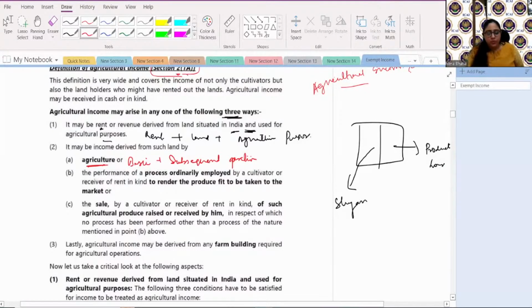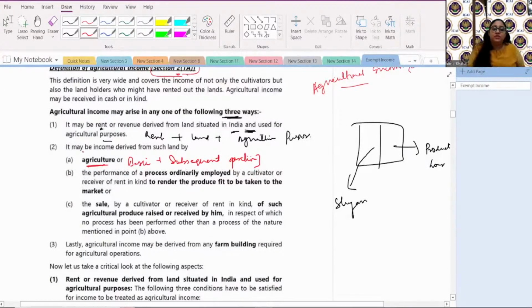What are subsequent operations? Subsequent operations mean taking proper care of that land, fertilizing it, digging it, weeding it. These are called subsequent operations, which follow the basic operations, and which are also necessary, but these are incidental to your basic operations. So by doing any such activity, if you're deriving any income, it would be your agricultural income.